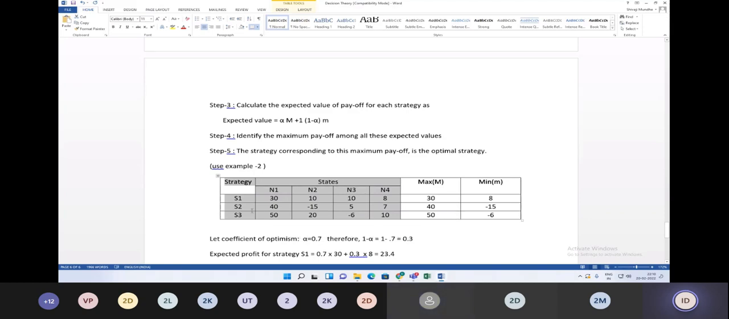What is the S3 strategy? 50 is the maximum, minus 6 is the minimum. So this calculation is over, the max and min. Okay. Now this is over.